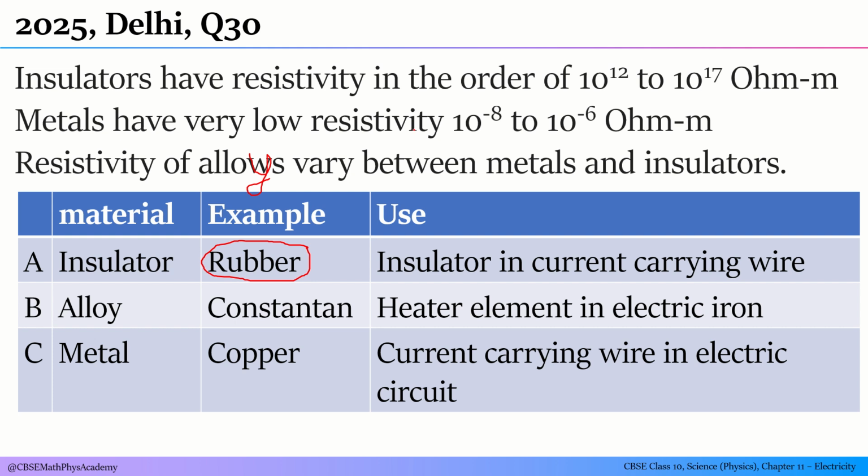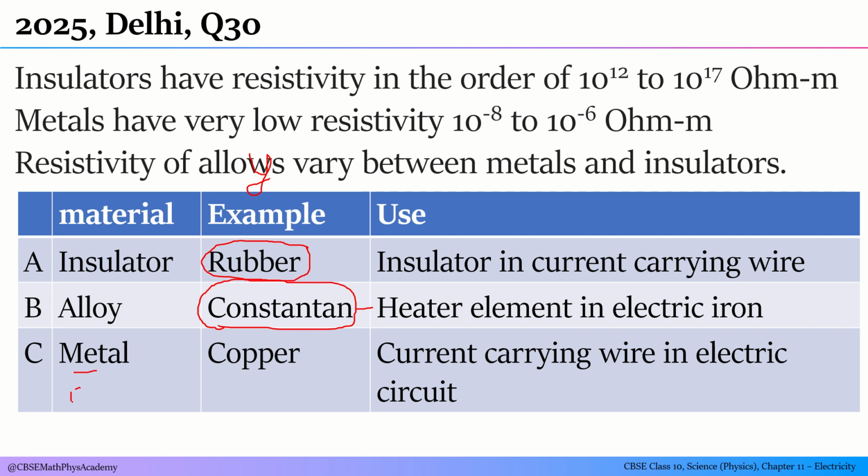Then B, alloy, example constantan. This might appear a little bit new. In the subsequent theory classes, we will discuss in detail about this alloy constantan. For now, just understand the concept. So such alloys are used in heater elements in electrical irons, because they have moderate resistance to electric current.